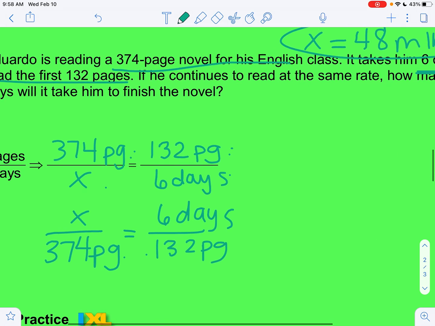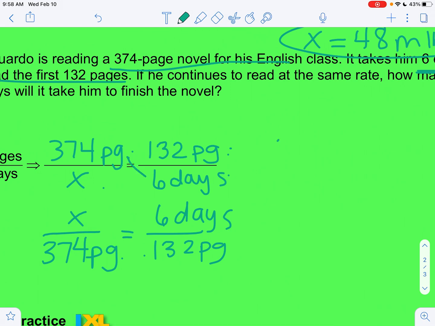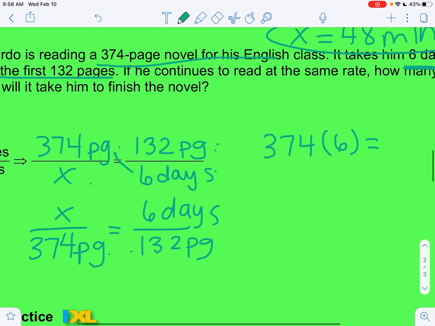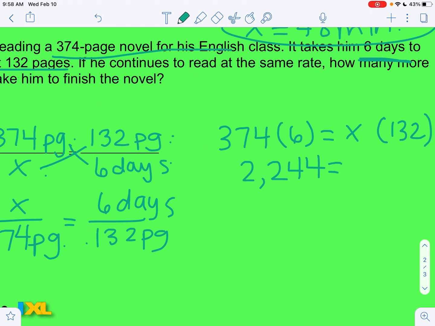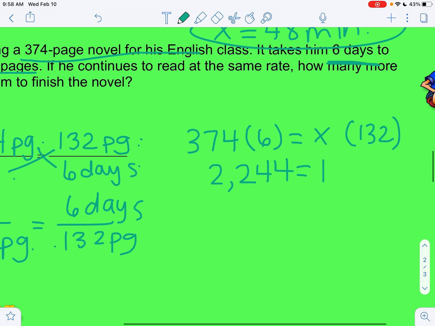Okay, so let's go ahead and solve this. We are taking 374 times 6, and that's equal to x times 132. Alright, 374 times 6 gives us 2,244. And again, I'm using a calculator. You can use a calculator or you can multiply it out. It's totally up to you. And that is equal to 132 times x.